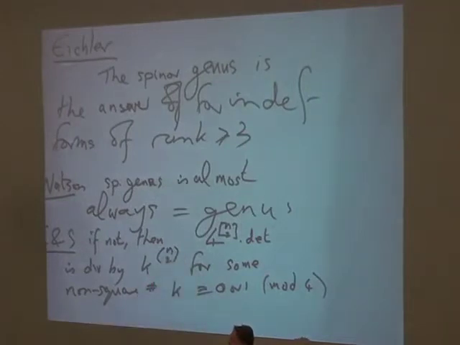So let's think of that. You've got a 10-dimensional form, let's say. 10 choose 2 is 45. The 45th power of some number divides the discriminant. If the spinor genus matters, if the difference between the spinor genus and the genus matters, it doesn't happen very often.